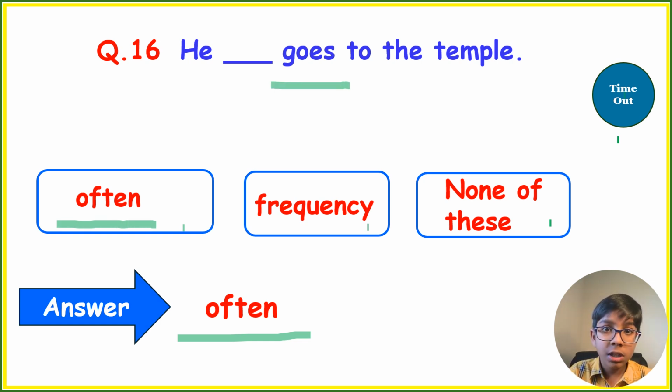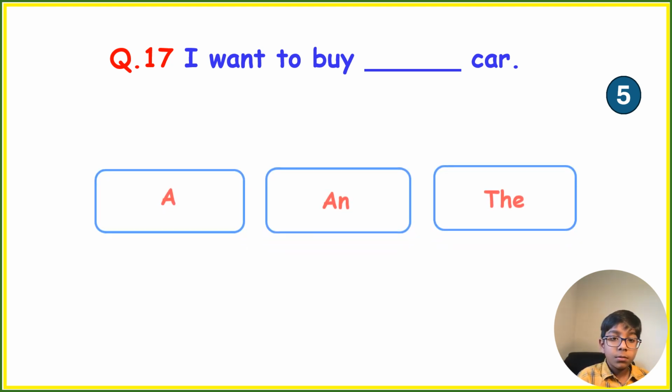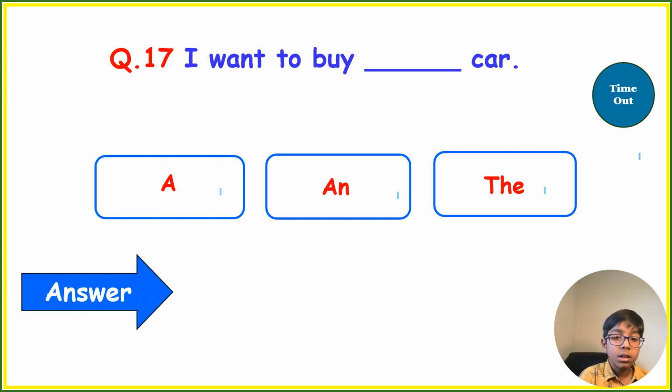Your next question is: I want to buy dash car. A, an, the. Your time starts now. And your correct answer is a. In this sentence, the speaker is talking about buying any car, not a specific one.